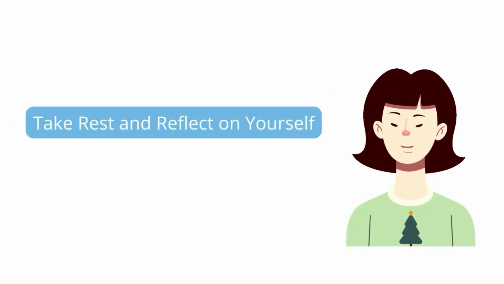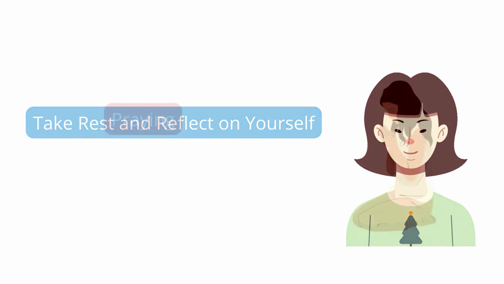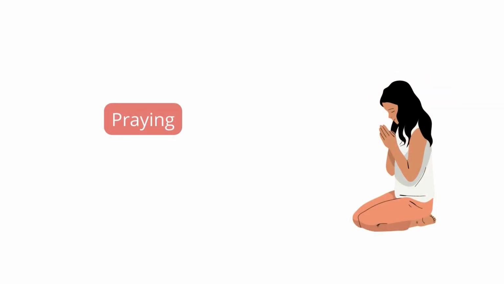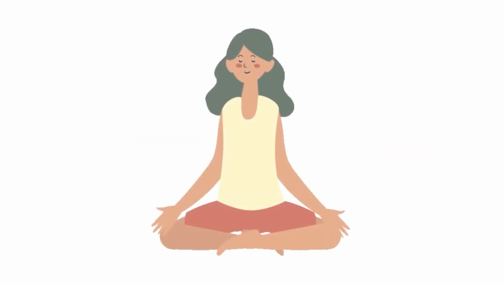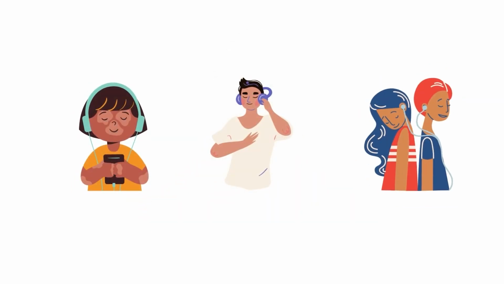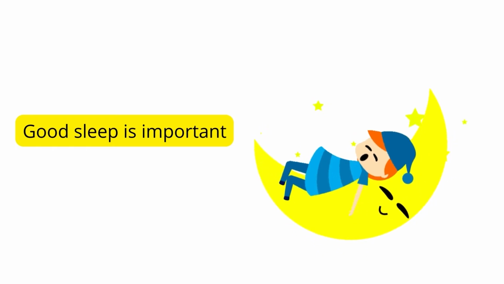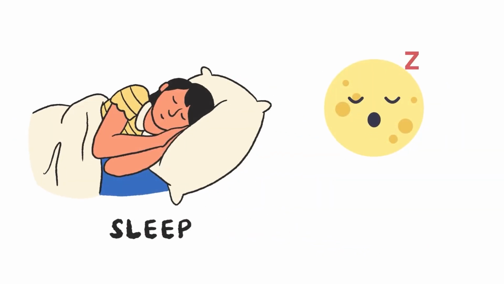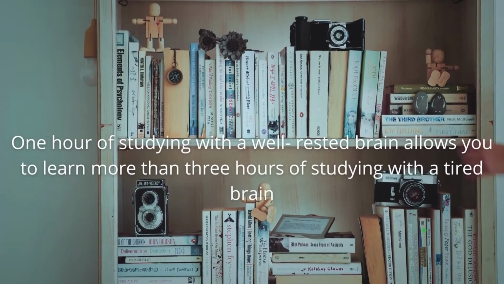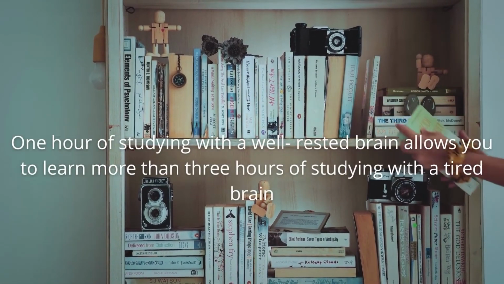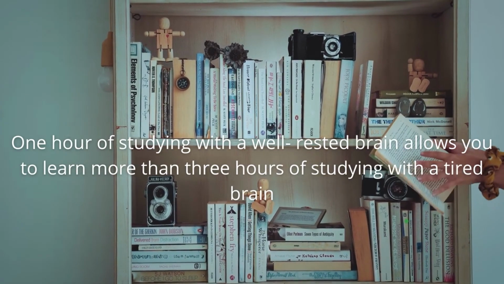The other thing could be to take rest and reflect on yourself. By reflection, I mean including prayer, doing meditations, or listening to music, and so on. Also, note that good sleep is extremely important. According to Oakley, diffuse mode thinking continues to operate even when you are sleeping. So, sleeping plays an essential role in our brain's ability to function. You know, 1 hour of studying with a well rested brain allows you to learn more than 3 hours of studying with a tired brain.